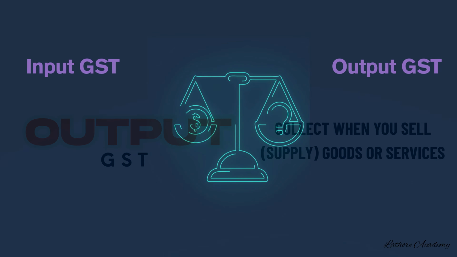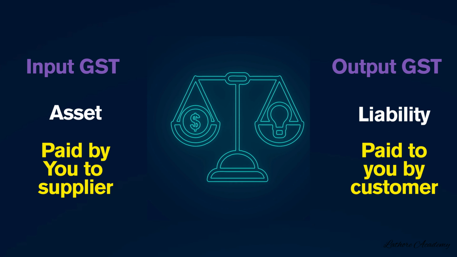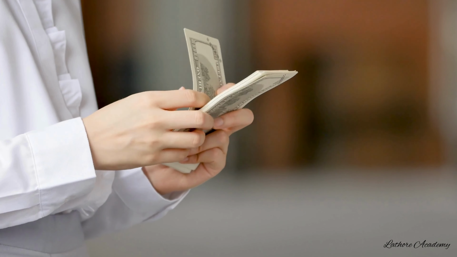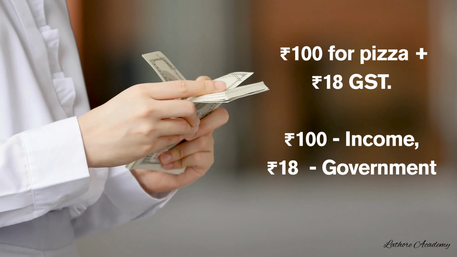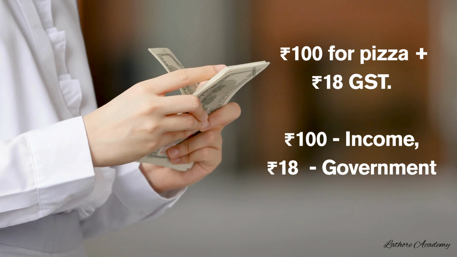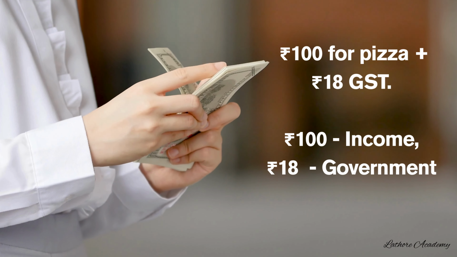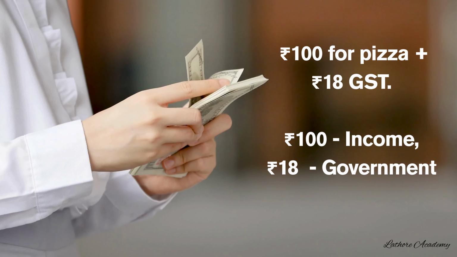But here is the key difference from input GST. Output GST is not your money. You are like a middleman collecting rent for your landlord, isn't it? So the government is the landlord here, and GST is the rent. So think of it this way. If Peter charges 100 rupees for pizza plus 18% GST, the 100 rupees is his money, his income, whereas 18 rupees belongs to the government. Peter is just the delivery boy of that government money.